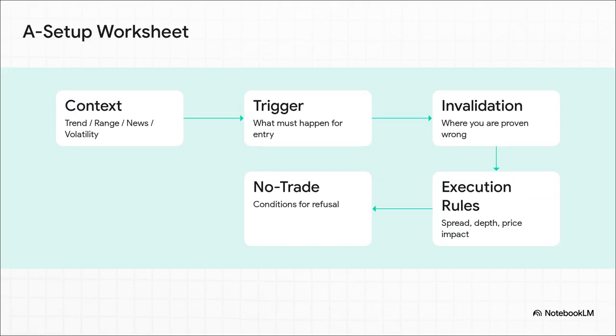So how do you actually write it down? Well, by using a simple worksheet just like this. For every single trade idea, you have to define the context, like is the market trending up, the trigger, like a break above yesterday's high, your invalidation, which is the exact price where you admit you're wrong, and finally your execution and no trade conditions. If you can't fill this out, guess what? You don't have a setup.